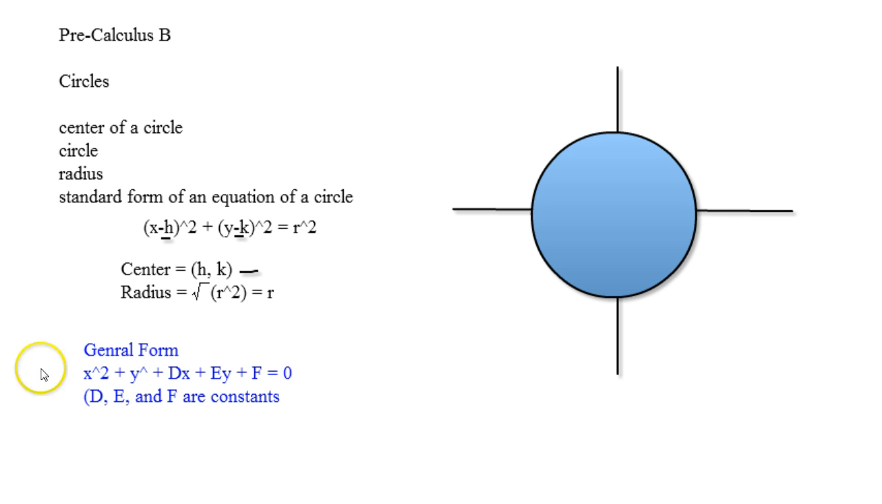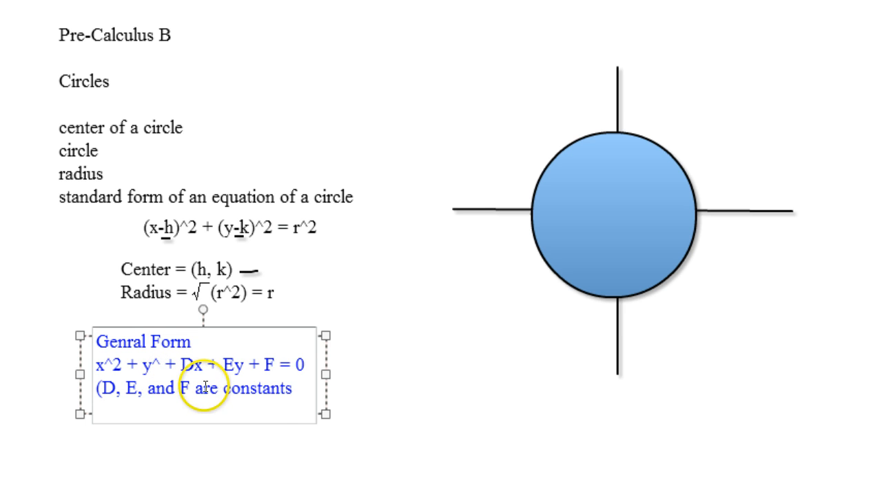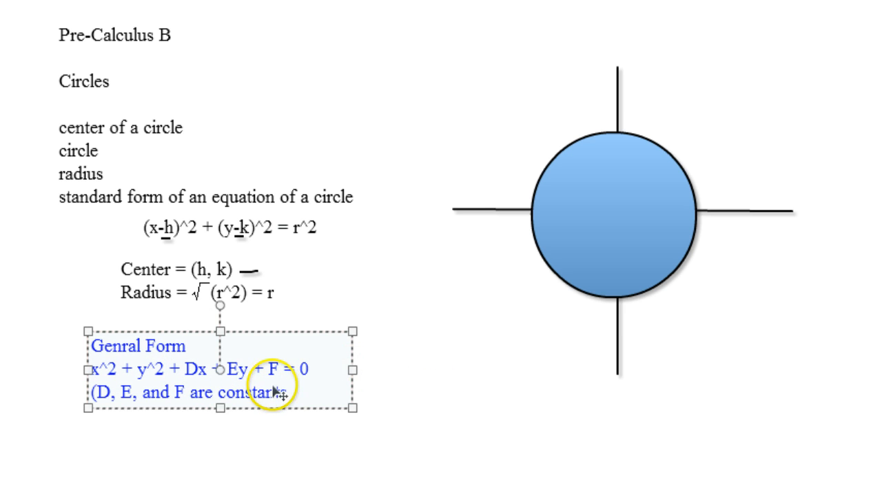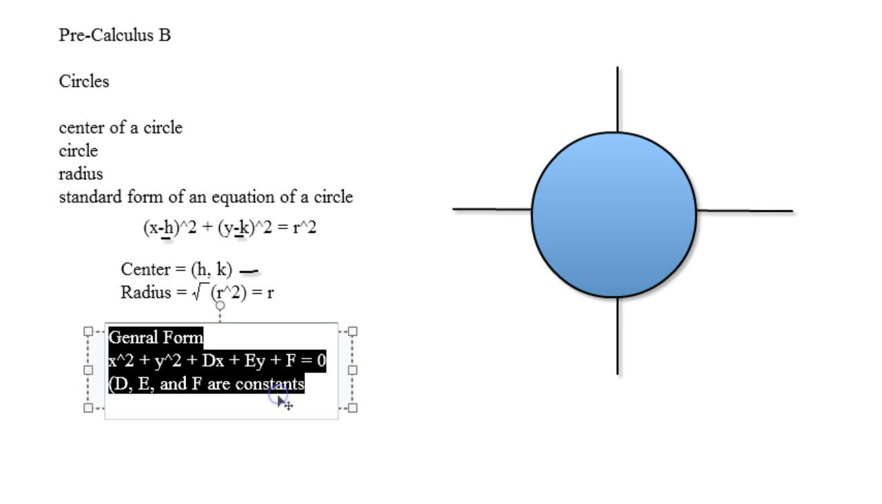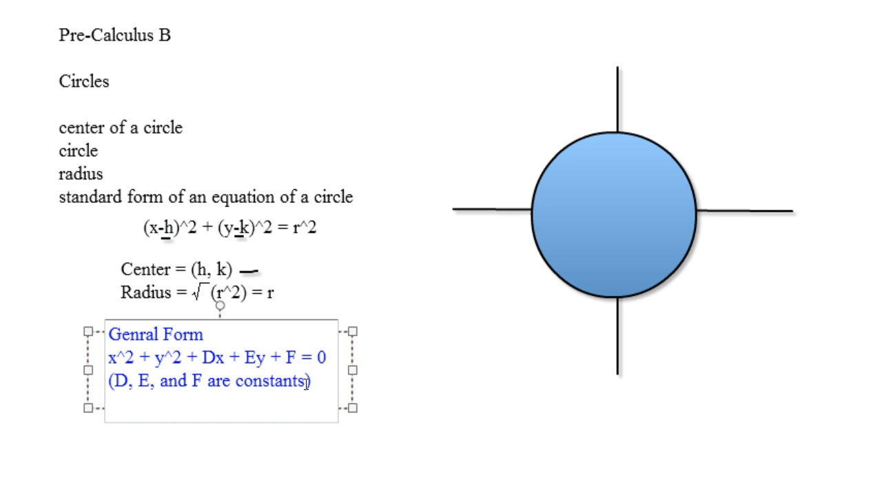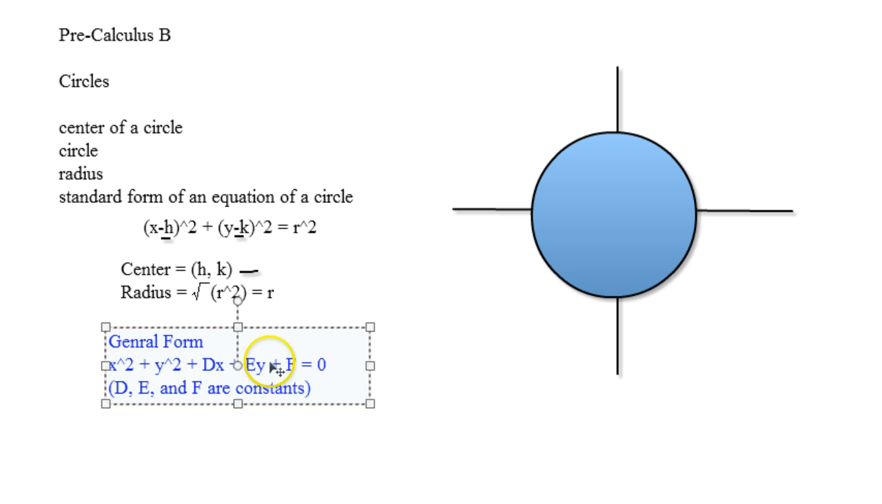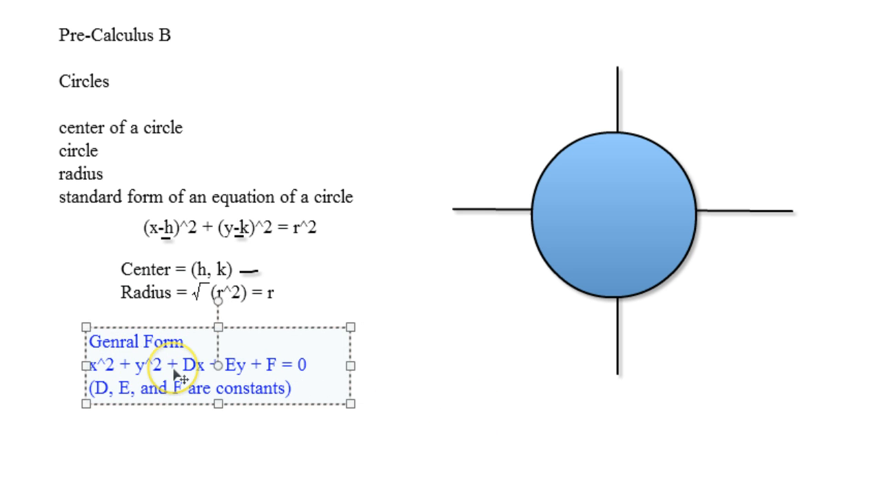Now the general form is going to be x squared plus y squared. Let me put in that squared part. I think I forgot to put it in when I was typing. Plus dx plus ey plus f equals 0. And d, e, and f are all constants. So that one's pretty simple. Now if you notice, I'm missing an a, b, and c, and we'll talk about that a little bit later on as to why I'm missing those, but you'll understand in a sec.